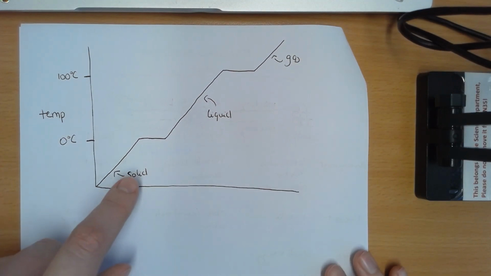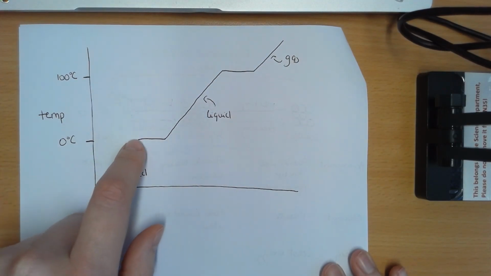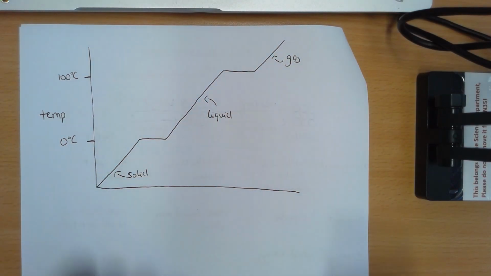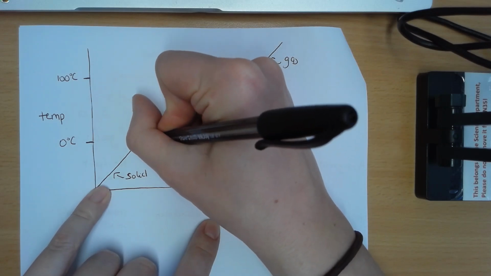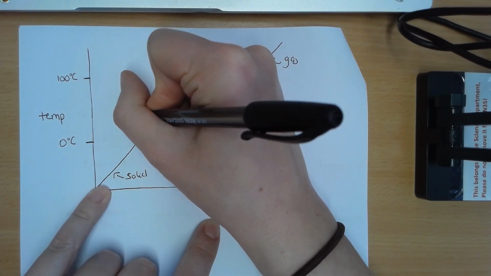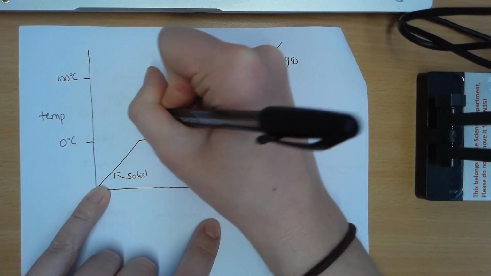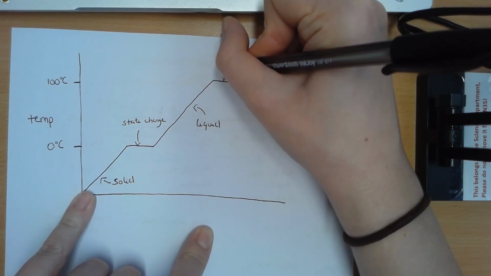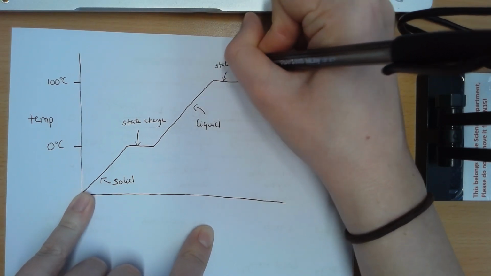And you'll see that when you go from solid to liquid, you get a little flat part of the graph. And when you go from liquid to gas, again, you get a little flat part of the graph. So this flat part here represents an actual state change. So every time it changes state, the graph levels out. So that's a state change, and this part here is a state change.